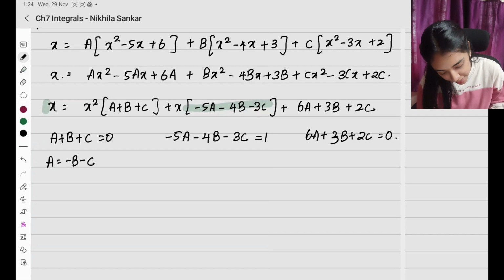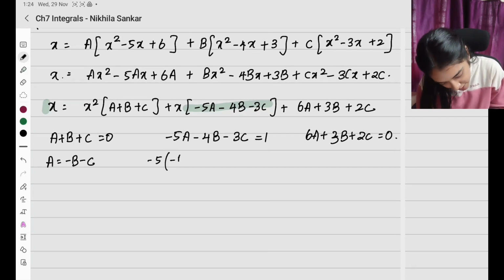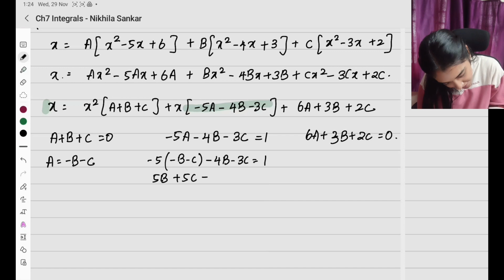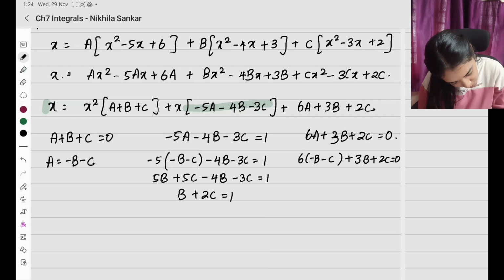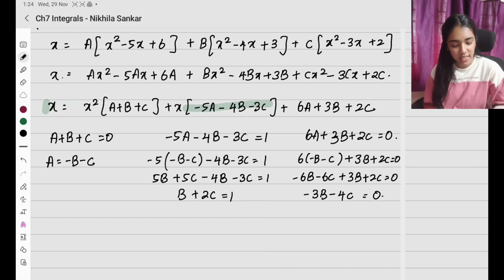When I substitute the value for a, what do I have? Minus 5 times minus b minus c minus 4b minus 3c equals 1 ன்னு இருக்கு. When I multiply inside, I have 5b plus 5c minus 4b minus 3c equals 1. போன question மாதிரியே தான். So I have b plus 2c equals 1. So this is one equation. Times இங்க என்ன இருக்கு? When I substitute 6 times minus b minus c plus 3b plus 2c equals 0. So when I multiply inside, minus 6b minus 6c plus 3b plus 2c equals 0. So I have minus 3b minus 4c equals 0.